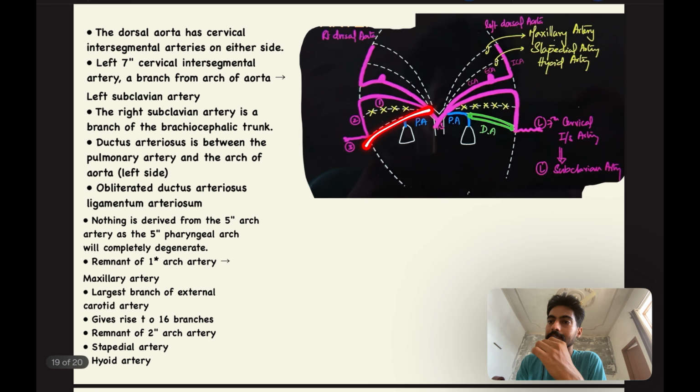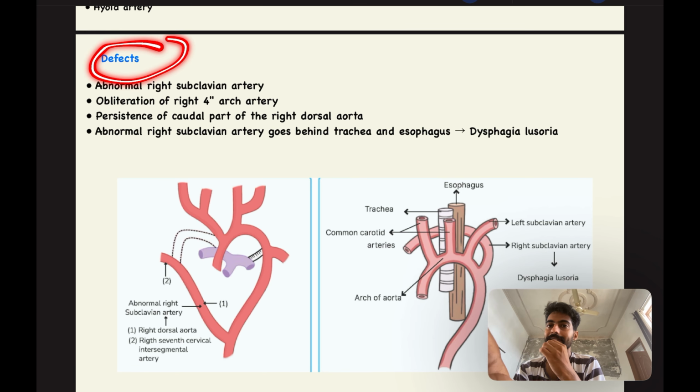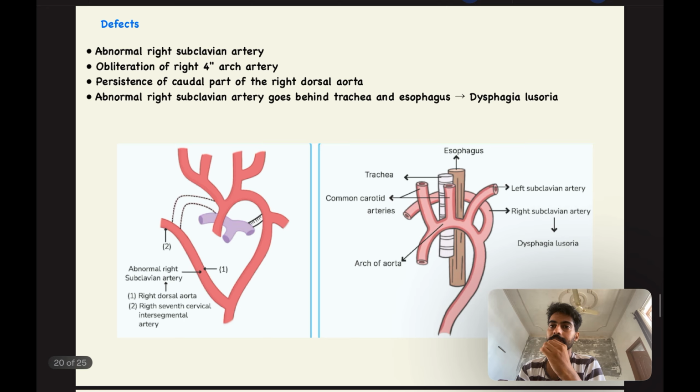So we have seen the sixth, fourth and third. What about the fifth? The fifth will degenerate. Nothing is derived from the fifth arch, as it will degenerate. The first arch remnant will give rise to the maxillary artery. The maxillary artery is a remnant, and it is the largest branch of the external carotid artery, and it gives up to 16 branches. Then the second arch will give 2 branches, but these are also remnants: the stapedial artery.